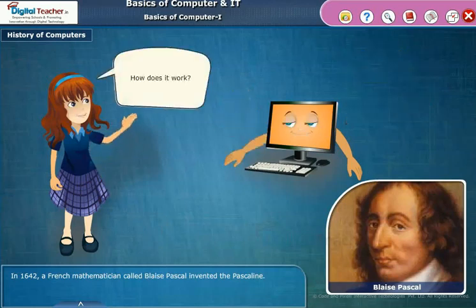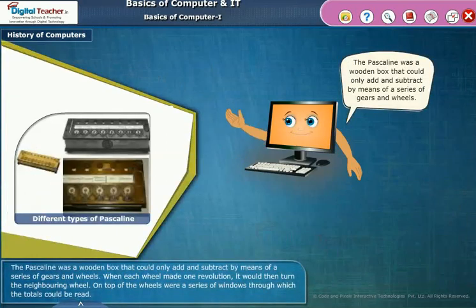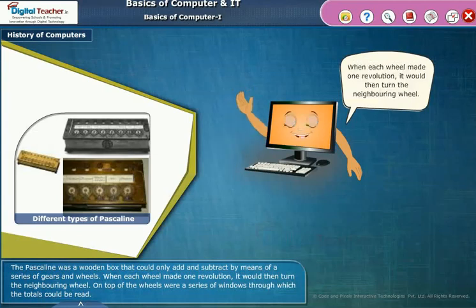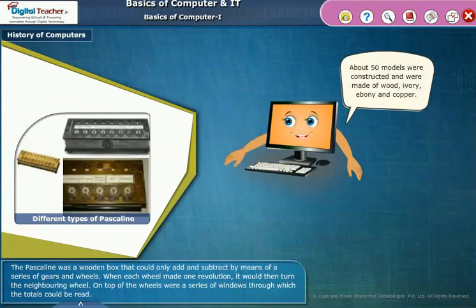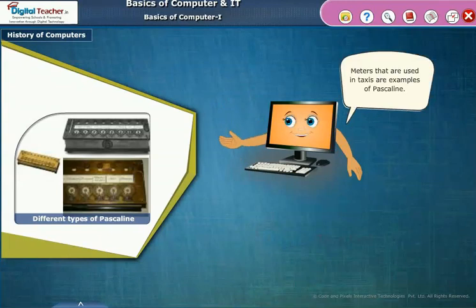How does it work? The Pascaline was a wooden box that could only add and subtract by means of a series of gears and wheels. When each wheel made one revolution, it would then turn the neighboring wheel. On top of the wheels were a series of windows through which the totals could be read. About 50 models were constructed and were made of wood, ivory, ebony, and copper. Meters that are used in taxis are examples of Pascaline.